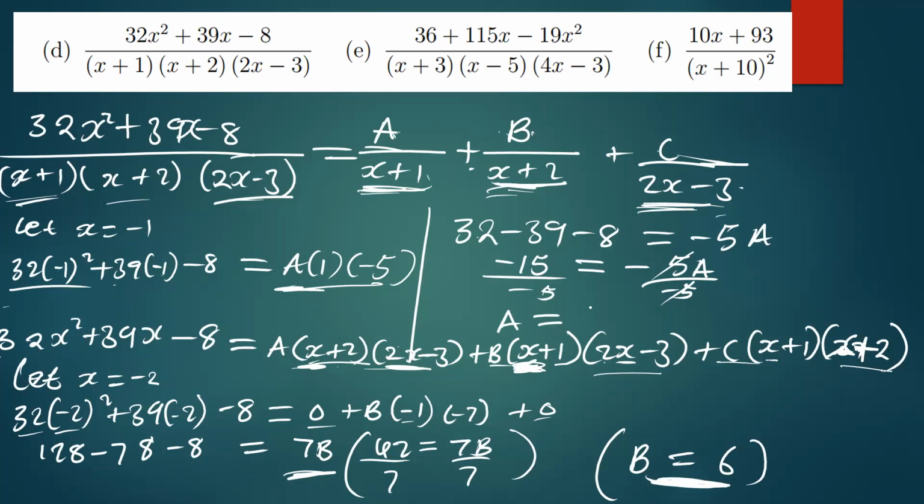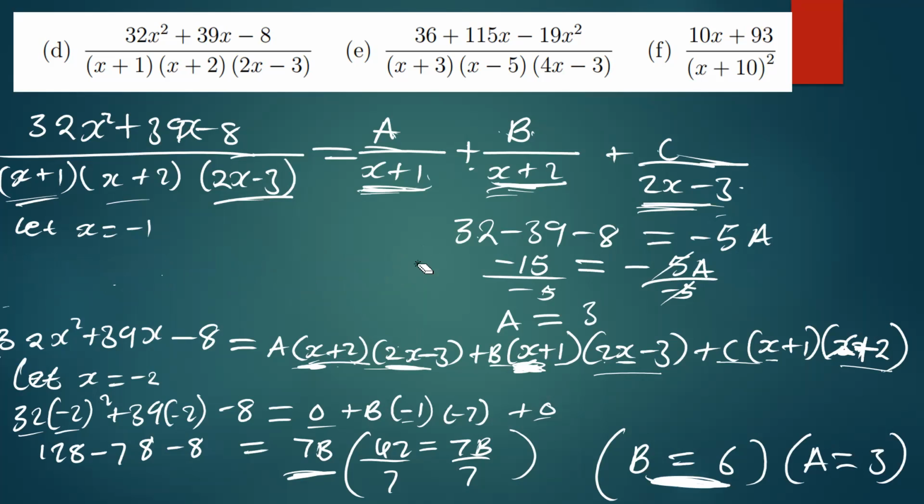Negative 5 into negative 15, the answer is 3. So we have found b to be 6, and a, we have found it to be what? Positive 3. So now we can simply just find the remaining letters.